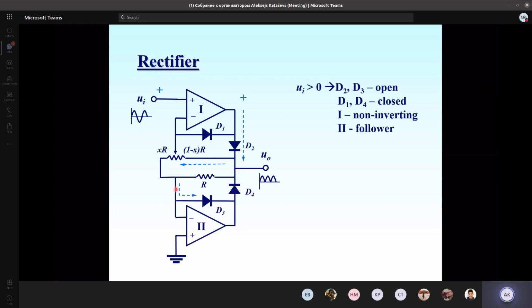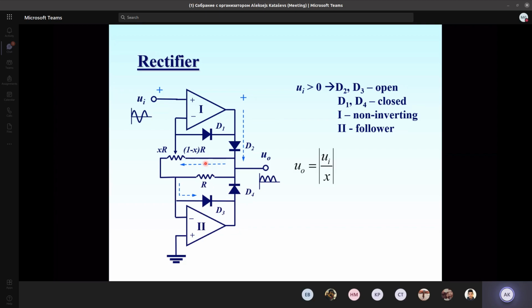So actually the current goes like that. In this case, the first amplifier is working as a non-inverting amplifier, whose feedback is provided by these resistors, the feedback resistor 1 minus X times R and the input resistor X times R, and the corresponding amplification will be 1 divided by X.